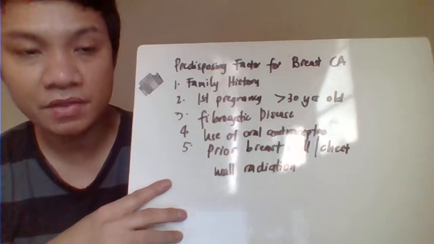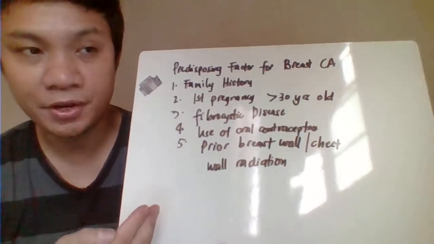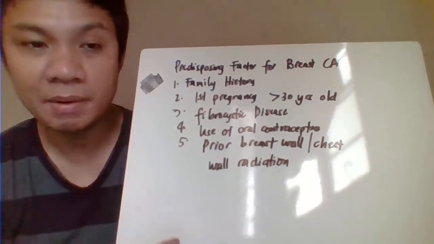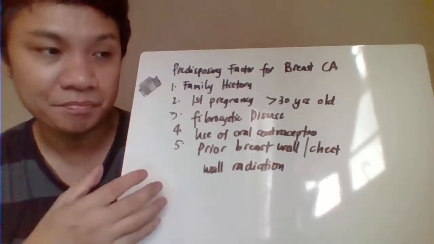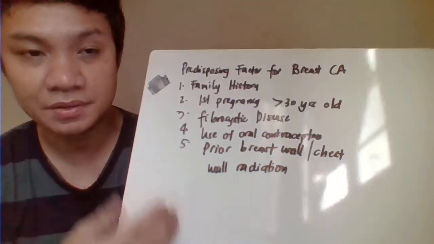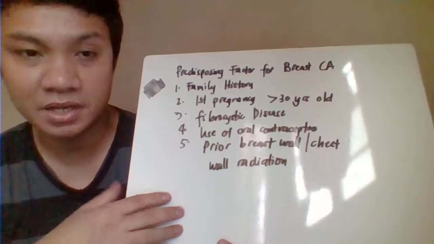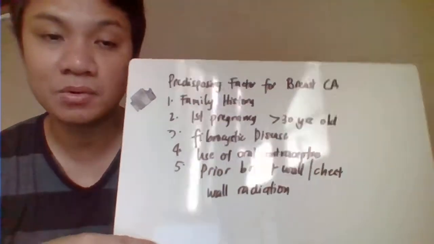The fourth one, we have the use of your oral contraceptives or your oral replacement therapy, like for example, your estrogen therapy. And number five, we have the prior exposure to radiation with your chest or even your breast wall radiation. And it would eventually have the tendency to develop here the cancer because you've been exposed to radiation.